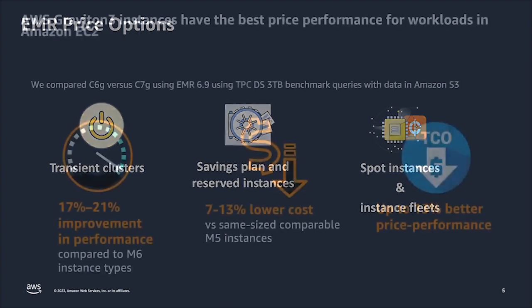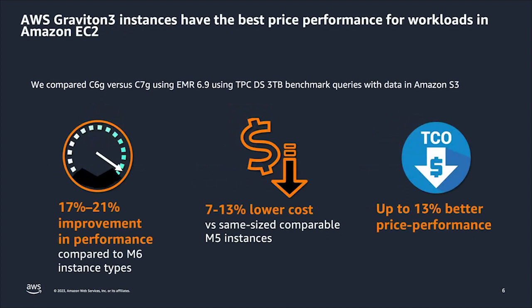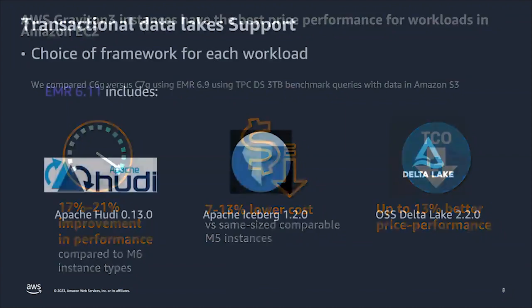Now let's go with the fourth method, which is Amazon Graviton instances. Amazon Graviton is a specific processor offered by AWS, which can provide improved performance of up to 17 to 21% compared to M6 instance types, and it can reduce the cost by about 7 to 13% compared with the same size M5 instances. So it's a good way to save money because you are getting better performance and lower cost, up to 13% better price performance in terms of TCO. Now let's go to the next slide.